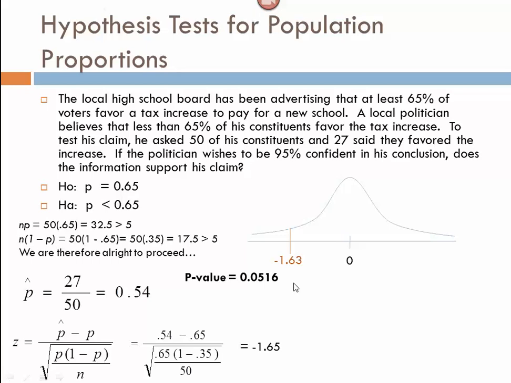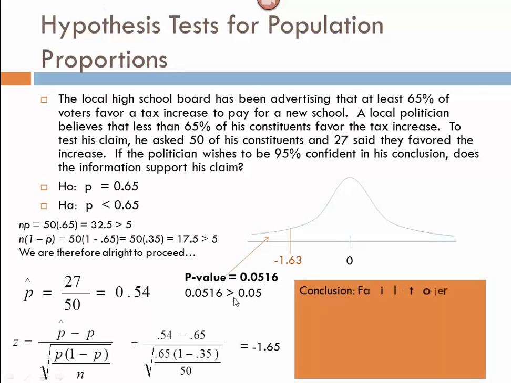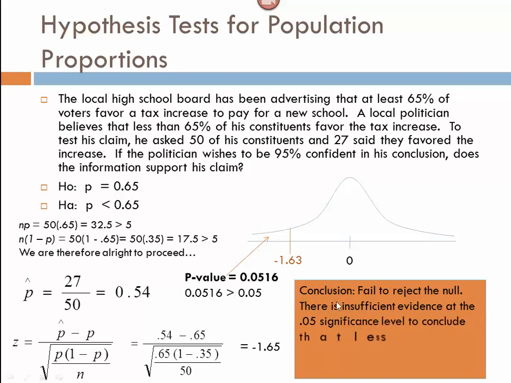Compare this to my significance level. We want to be 95% confident, and therefore our significance level is 5%. 0.0516 is just slightly greater than 5%. And so we fail to reject the null hypothesis. We would say there's insufficient evidence at the 0.05 significance level to conclude that less than 65% of this politician's constituents favor the increase.